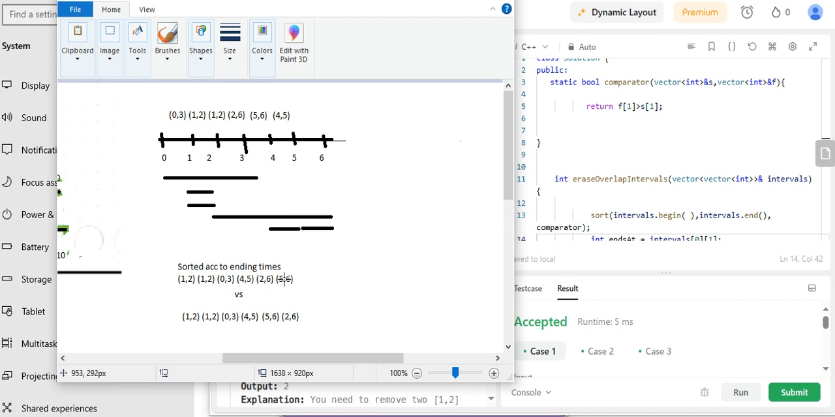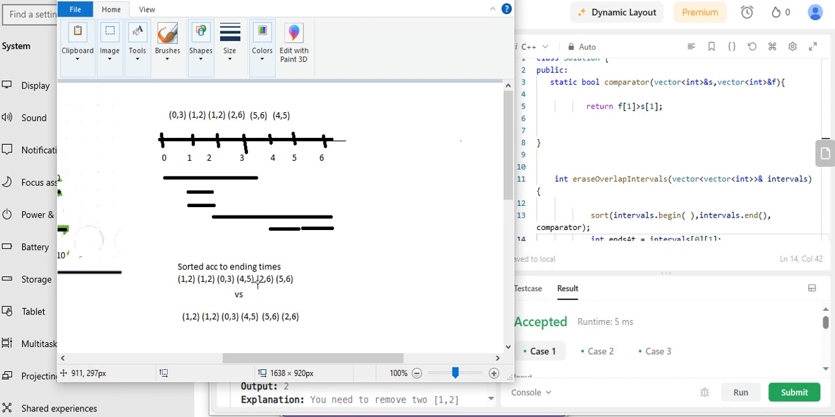So 5, 6. The start time, that is 5, is more than equal to the end time. So I've told you that 4, 5, 5, 6 will be considered non-overlapping, right? So if the end time of the previous one coincides with the start time of the current one, it is non-overlapping, it's fine. So 4, 5 was the last added, 5, 6. So start time is what? It's more than equivalent to the end time of my previously added answer. So 5, 6 is going to be considered.